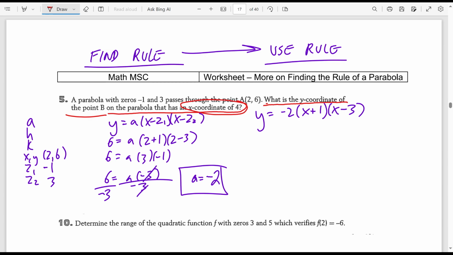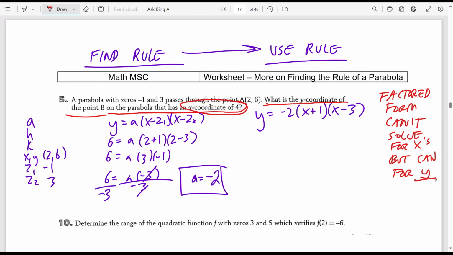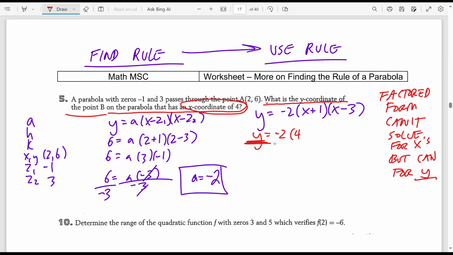So when it's giving me that and asking me to solve for a y, factored form, and you can write this down, factored form or zeros form, can't solve for x's, but can for y. So I don't need to convert it because I can legitimately use the rule. There's my A. I'm looking for what is y when x is 4.